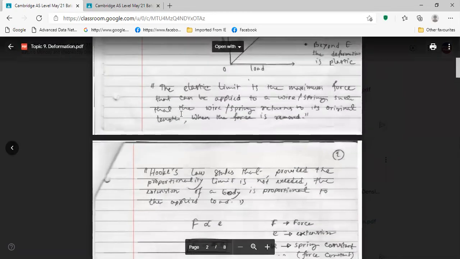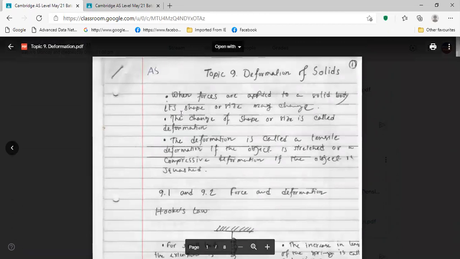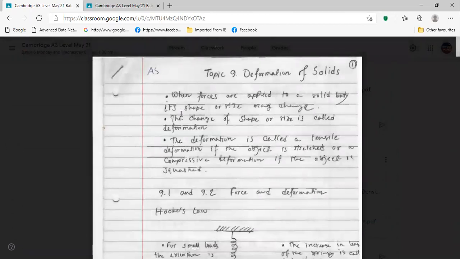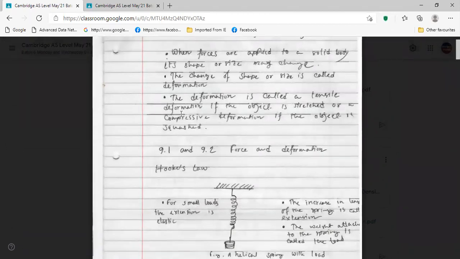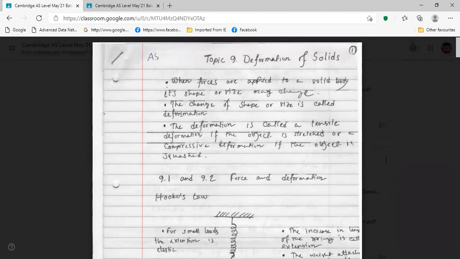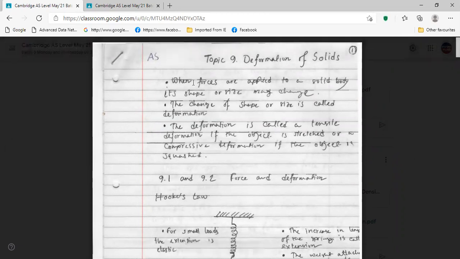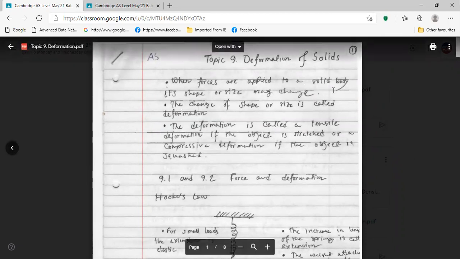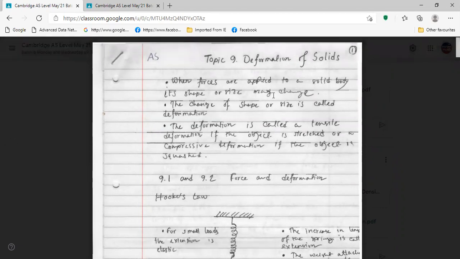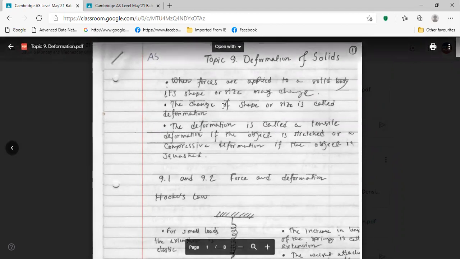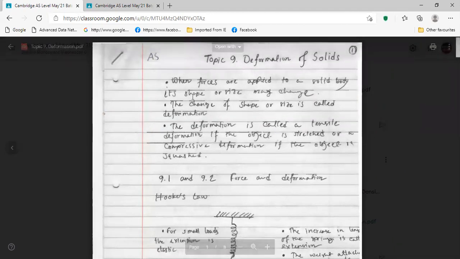Yeah, so you write here topic 9, deformation of solids. Okay sir. Then you write it. When forces are applied to a solid body, its shape or size may change. The change of shape or size is called deformation.